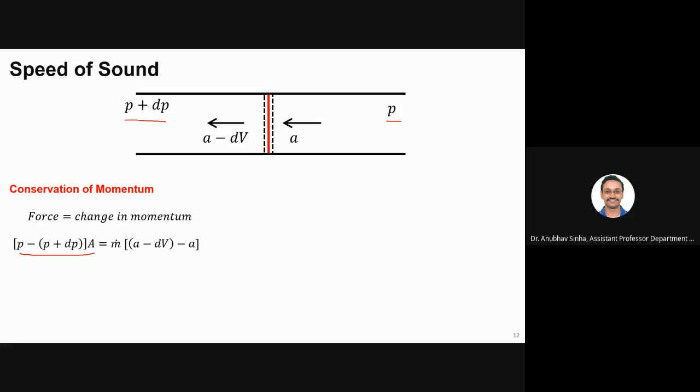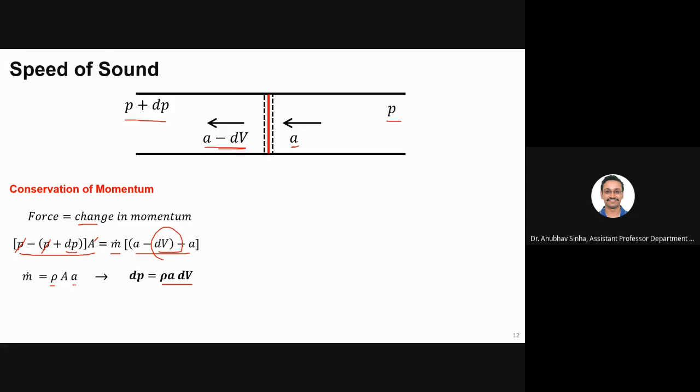Okay. Now this is equal to the change in momentum. What is momentum? m times V. So m dot is the mass flow rate, and the velocity on one side is a minus dV, and the velocity here is a. So delta V is this. Now m dot is rho V A, or instead of V we have a. So using this I can say dP is equal to rho a dV. How does that come? A will get cancelled from here. So you have dP equal to rho into small a into dV.